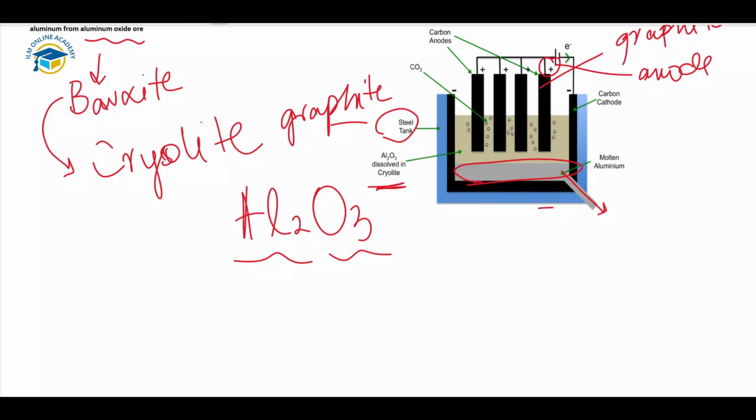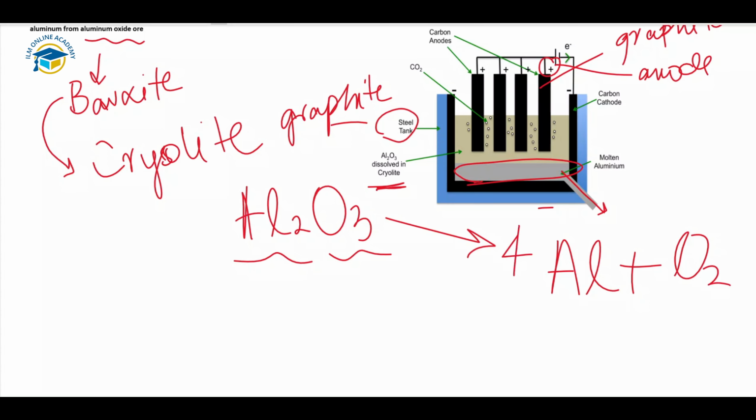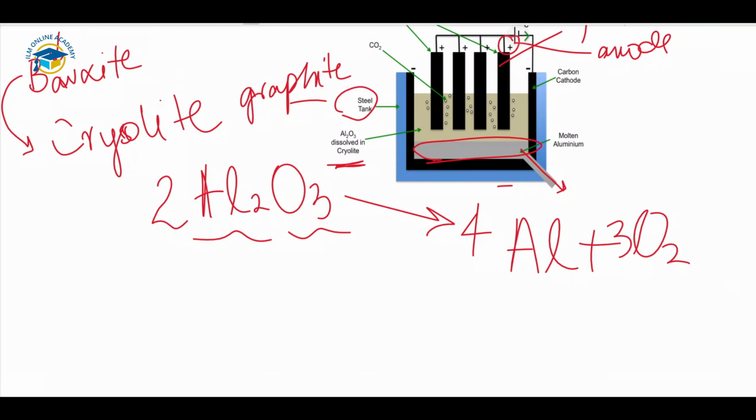The aluminum oxide is converted into ions, aluminum ions plus oxide ions. Oxygen is released. So 4 aluminum ions are released when we use 2 molecules of aluminum oxide, and 3 molecules of oxygen gas are released at the electrodes. The half ionic equations for both of these are given here. When we provide the electricity, the aluminum oxide compound will break down into 2 ions, aluminum and oxygen.